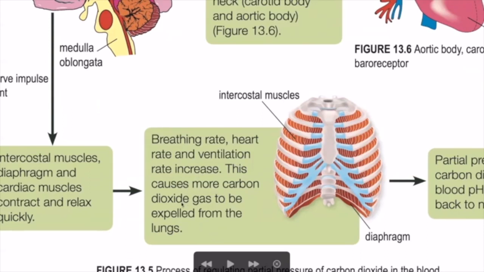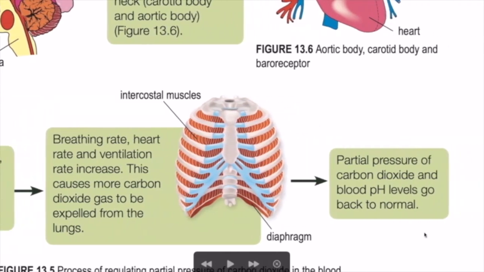This cause more carbon dioxide gas to be expelled from the lung. Breathing rate ni awak tahu kan? Heart rate awak tahu. Heart rate tu heartbeat dia lah. Maksudnya darah tu jantung tu akan pump lebih laju. Ventilation rate tu apa cikgu? Ventilation rate tu adalah proses yang mana awak inhale and exhale. Maksudnya itu maksud ventilation. Boleh? So bila kita buat benda semua ni, respon ni apa akan jadi? Lebih banyak carbon dioxide akan dikeluarkan melalui peparu. So apa jadi? The partial pressure of carbon dioxide, okay, and blood pH level will go back to normal. Boleh faham?